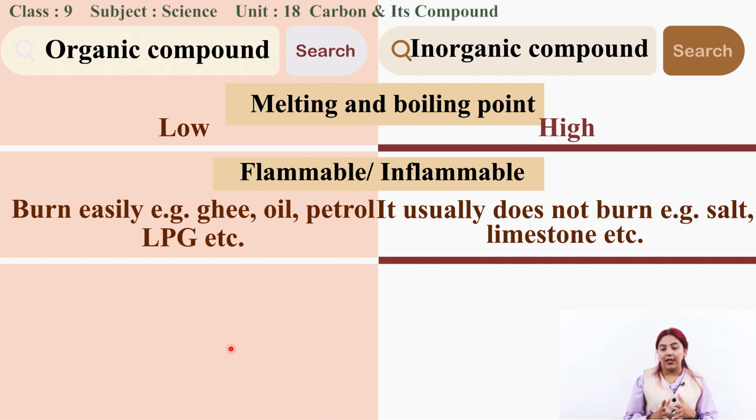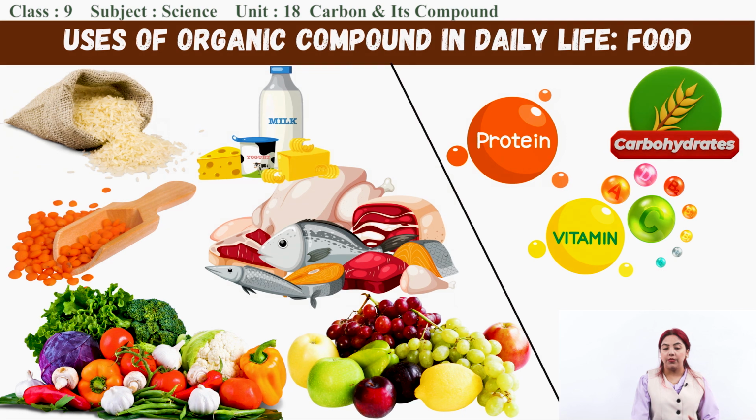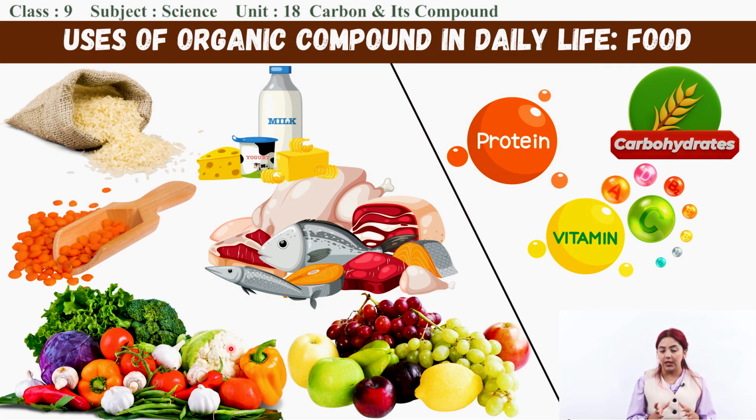Now, we studied about organic and inorganic compounds, and this chapter is about carbon and its compounds. So, let us focus on all those organic compounds that have carbon in them and that we use in our daily lives. So, the first one we will look at is the food we eat. Now, the rice, lentils, vegetables and fruits, meat, fish, eggs, as well as milk products, they all contain proteins, carbohydrates, vitamins, fats, and all of those compounds contain carbon in them. So, all the food we take contains carbon in it.